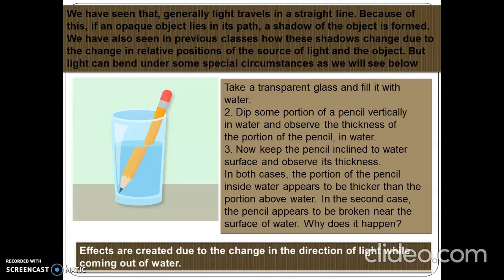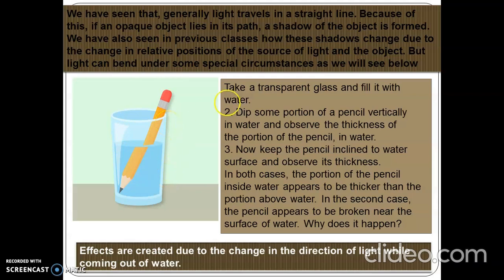So you can see a glass with water and a pencil is kept. Now, observe the thickness of the pencil, children. You will find that this part is less thick than this part. This part is more thick. Now, keep the pencil inclined to the water surface and observe its thickness. In both the cases, the portion of the pencil inside the water appears to be thicker. As I told you, the portion of the pencil which is inside the water is thicker than the portion above the water.